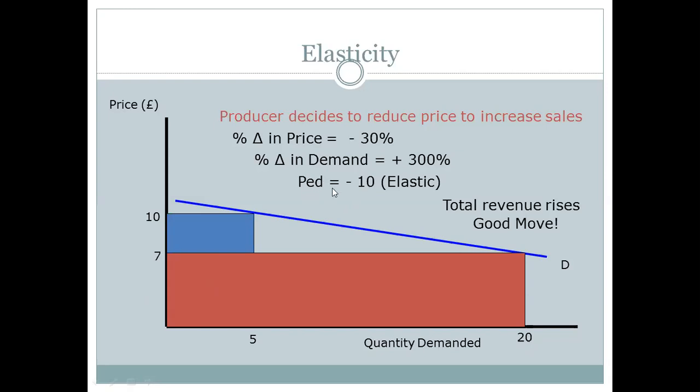So using our formula, price elasticity of demand is equal to minus 10. So it's more than 1 in absolute value, so it's elastic. Total revenue rises, and it's a good move, right? From 5 to 20. So it's elastic.